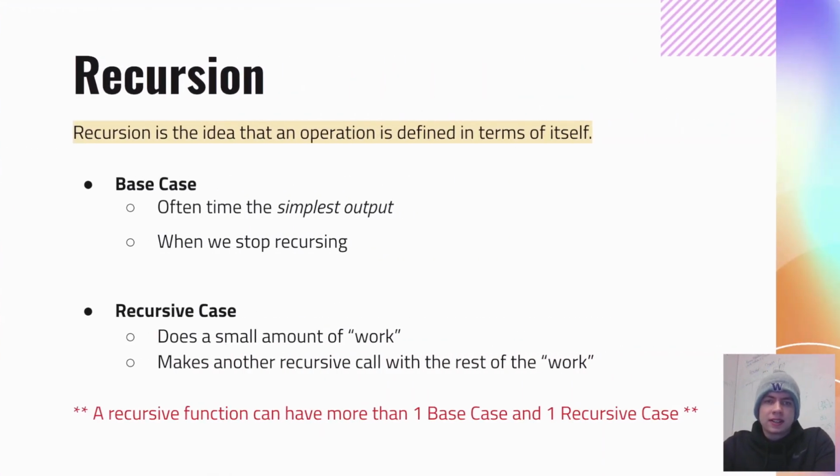So for base case, a lot of the times this is the simplest output of a recursive method. And this also tells the method when we stop recursing. And for recursive cases, a recursive case will do a small amount of work, however we want to define work, and then it'll hand off the rest of the work that needs to be done to more recursive calls, one or more.